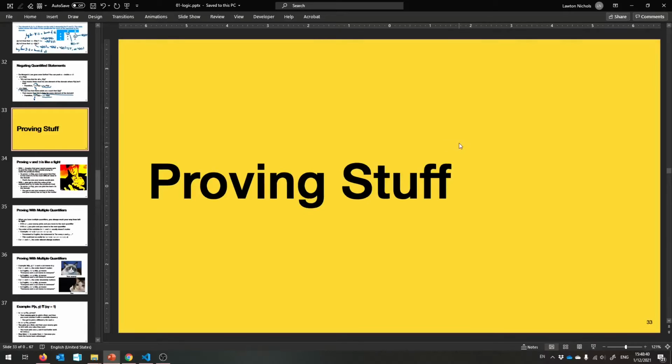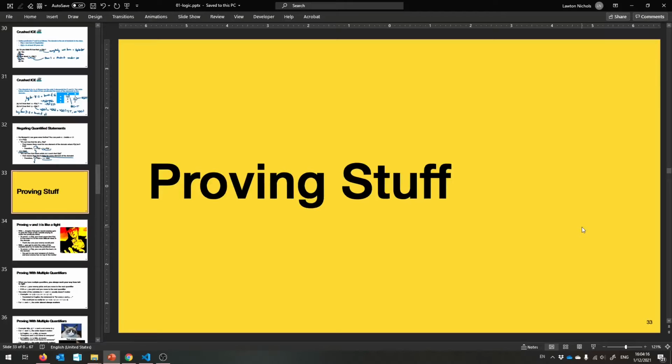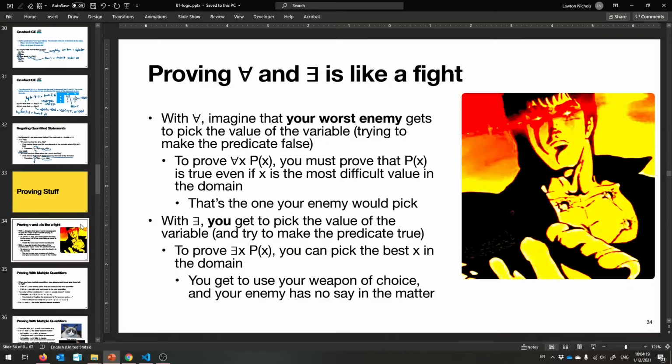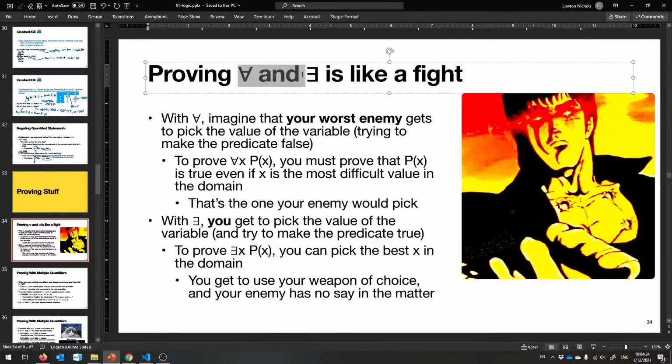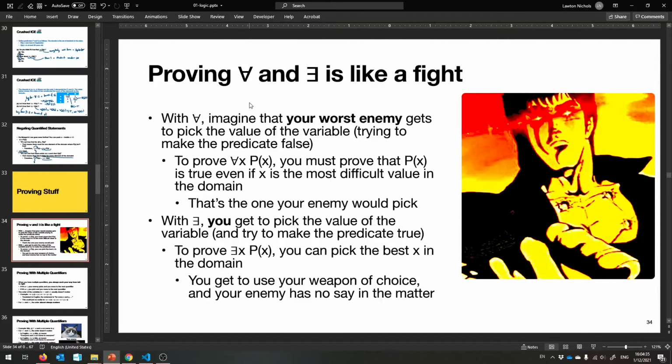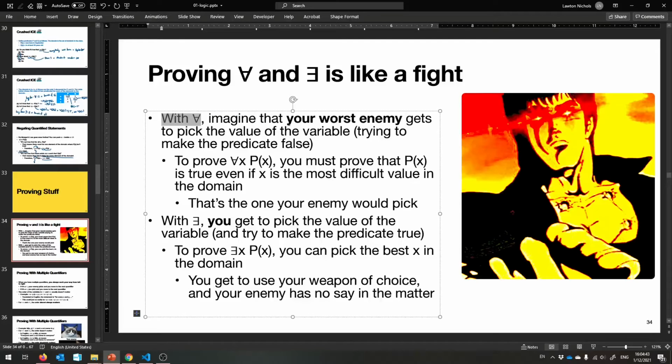Okay, so let's talk about proving things now, because the whole point of logic is to go and say, hey, this thing that I want to prove, it's true. And here's why. All right, so let's get started with proving some stuff. So we're going to work our way up to it, slowly but surely, and I'll just give you a taste of what it's like at the beginning here. So I want you to imagine when you prove a for all statement or a there exists statement, or both, it's like a fight, okay? So you're fighting with your worst enemy, and the fight is over who gets to pick the values of the variables.